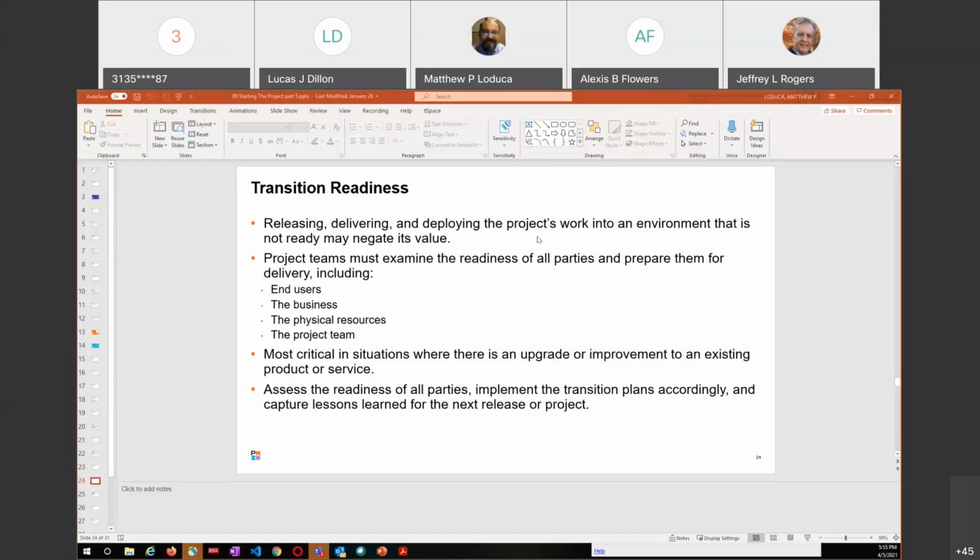Assess the readiness of all parties, implement the transition plans accordingly, and capture lessons learned for the next release or project. Same stuff we just talked about. Make sure everybody's ready to go. Make sure you have plans in place. Capture your lessons learned for the next release or project. Any questions on transition readiness? Just making sure everybody's ready for when you're done.